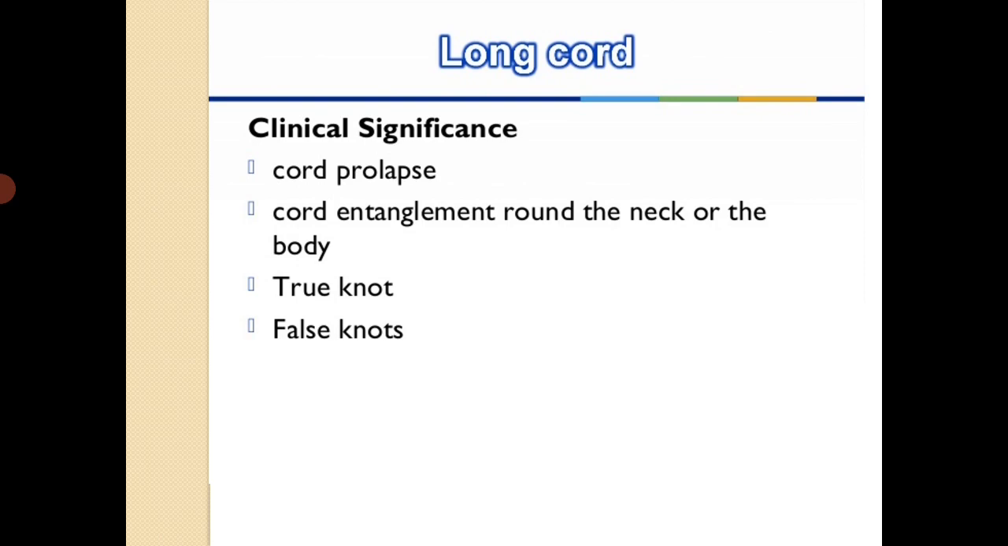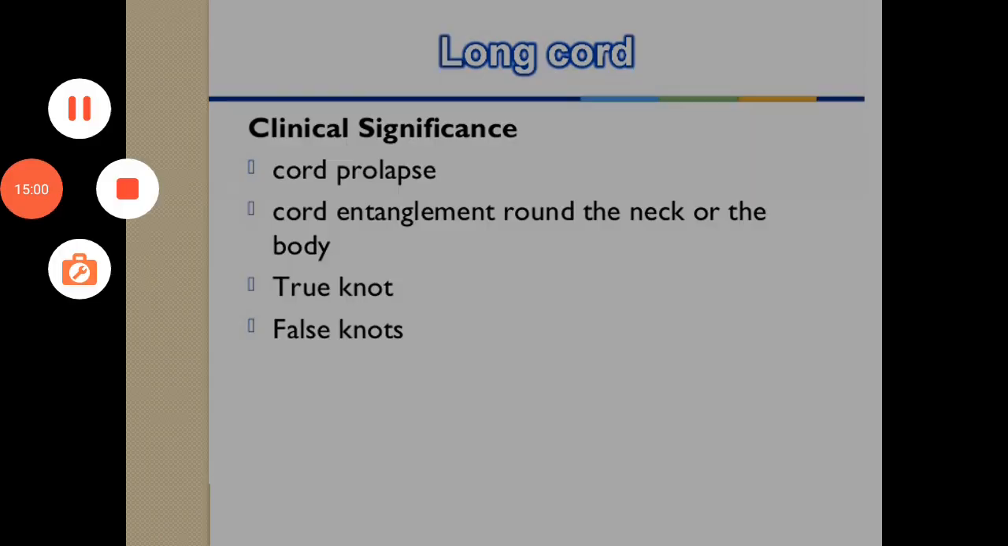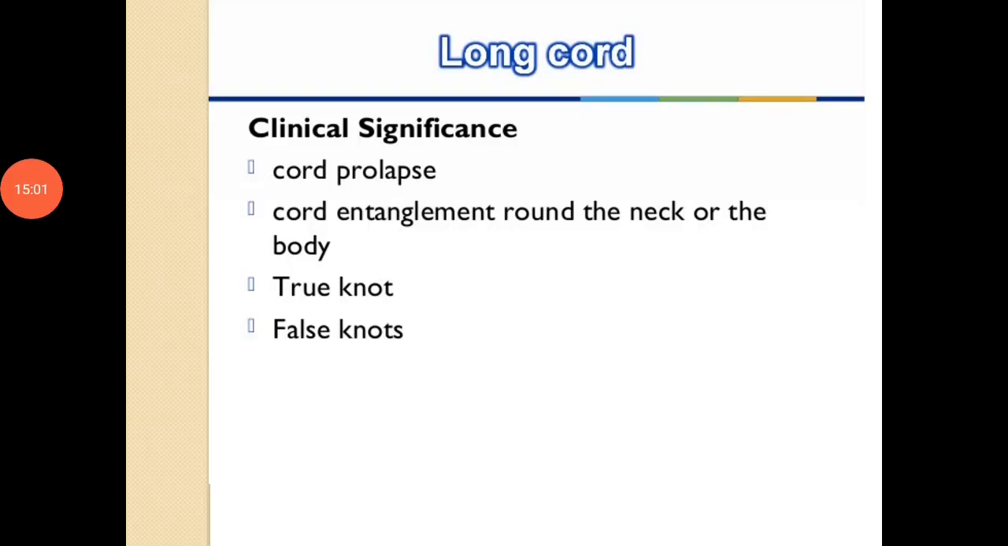Second condition is the long cord. Long cords are more common than short cords. Generally, it has no significance. However, a long cord may become looped around the fetal body or neck, causing a relatively short cord. It can also become knotted or prolapsed in front of the presenting part. The clinical significances are cord prolapse, cord entanglement around the neck or the body of the fetus, true knot or false knot.